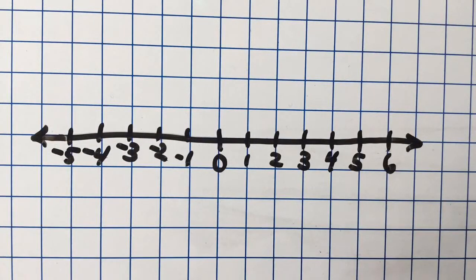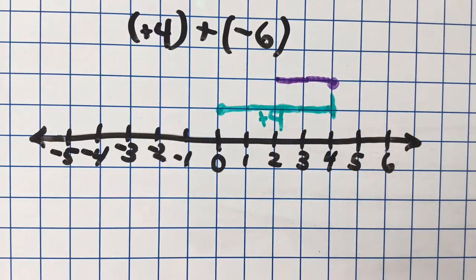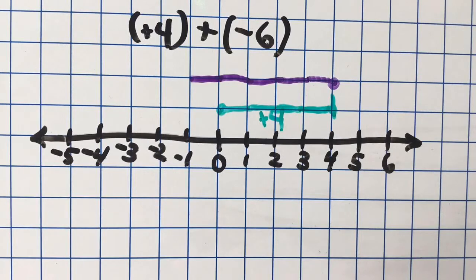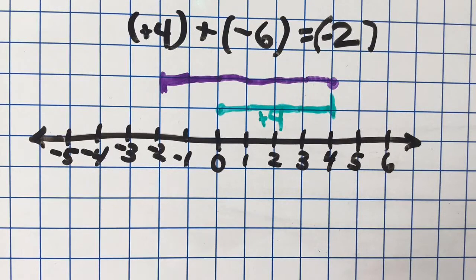We can also use a number line to model addition with integers. If we have positive 4 plus negative 6, we always start at 0. And for positive numbers, we go to the right. So to the right 4, that's positive 4. From the end of that, we go to the left, negative 6. Negative numbers go to the left. And wherever you end up on the number line is your answer. We ended up at negative 2.